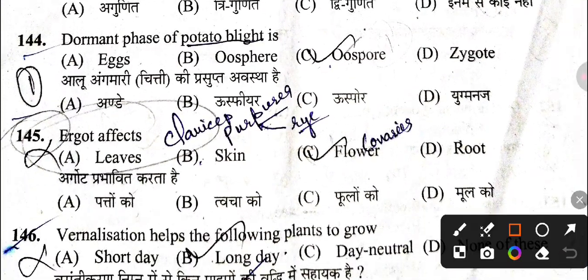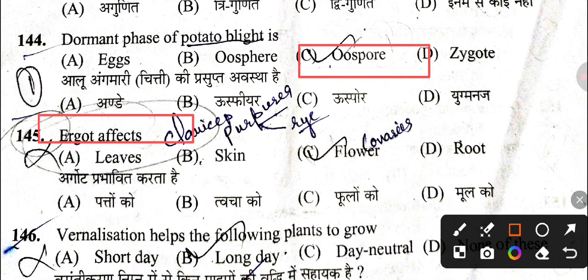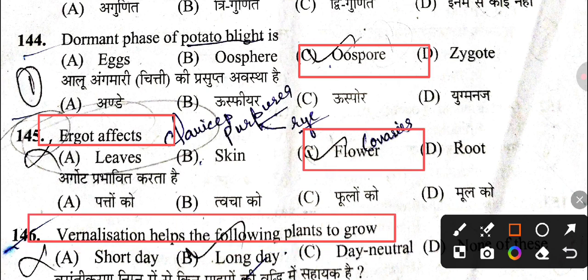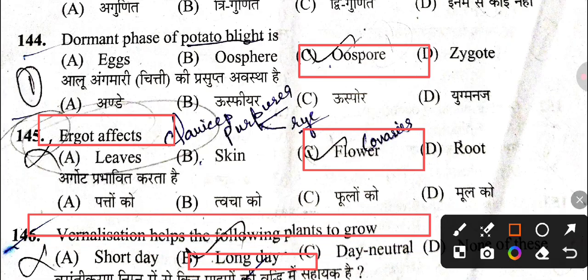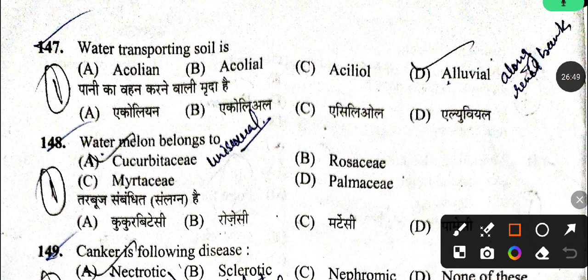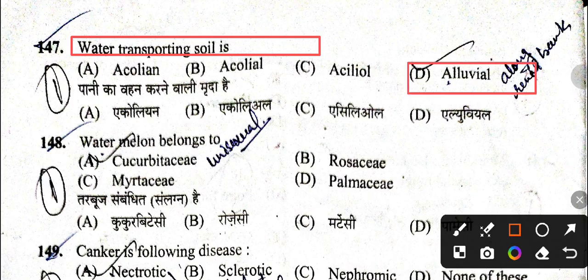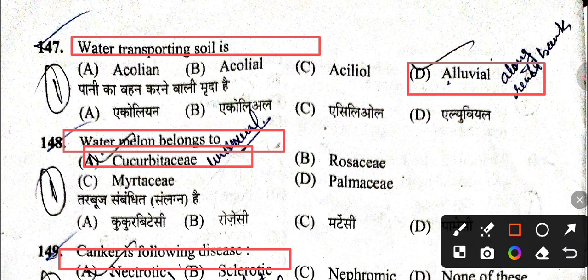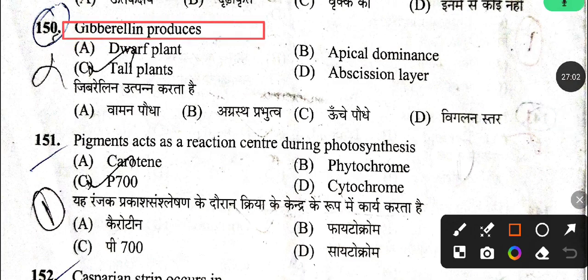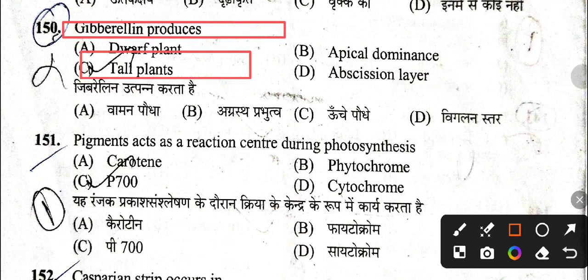Ergot is caused by Claviceps purpurea, it is a disease of rye plant and it affects the flower. Vernalization helps long day plants to grow. Water transporting soil is alluvial. Watermelon belongs to Cucurbitaceae. Canker is a necrotic disease. Gibberellin produces tall plants. The pigment acting as a reaction center during photosynthesis is P700.